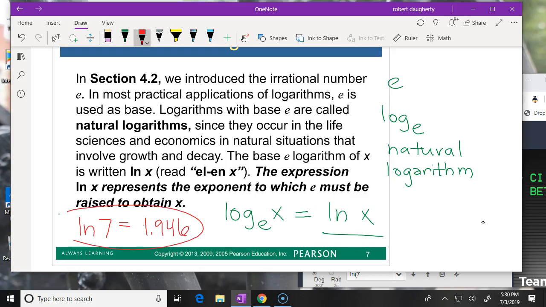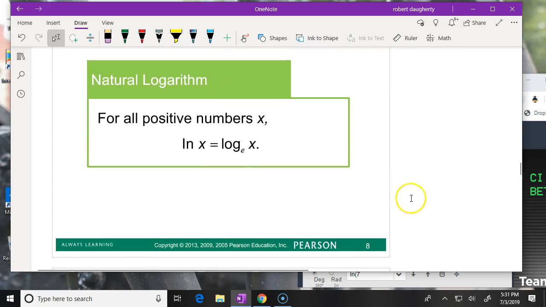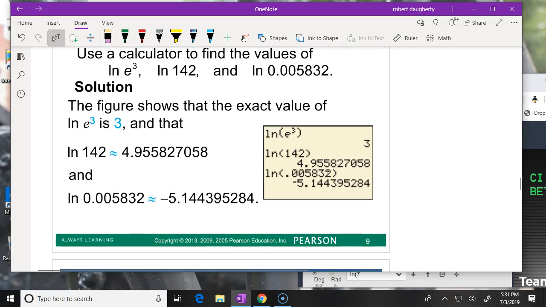So on your calculator, you need to be comfortable with finding the log base 10, which is common log. Anytime you see the word log with no base, it's base 10. Anytime you see ln, that means log base e. That means natural log. So just get comfortable whenever you see those in an equation. This is just what we were talking about here. When you see ln of x, that means log base e of x.